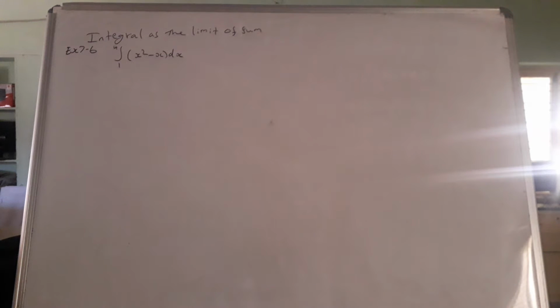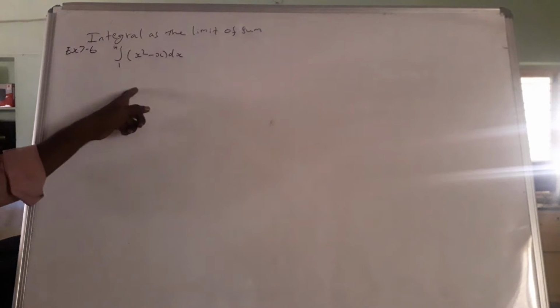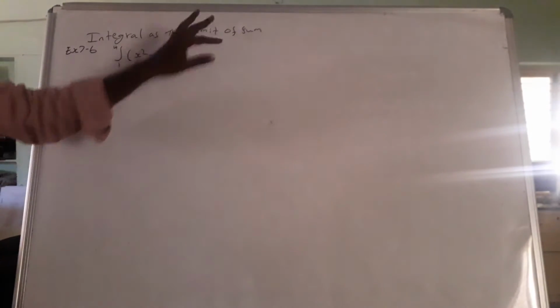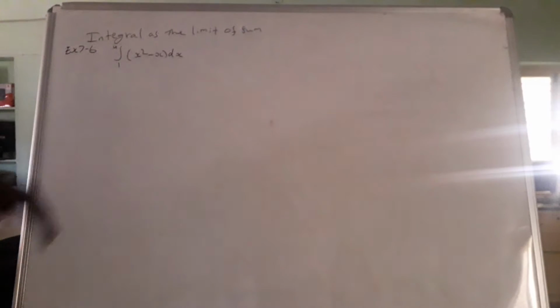I'm going to show how to integrate the given sum using the limit of a sum. If you want to integrate, it's very easy: the integral of x squared is x cubed by 3, and the integral of x becomes x squared by 2. But they ask to use the limit of a sum. If you are asked to evaluate, you can go with any method. But when they use the words integrate, limit of a sum, you can follow the properties.